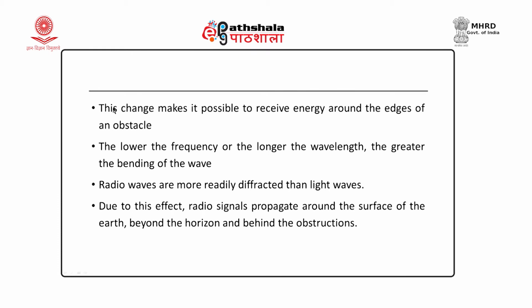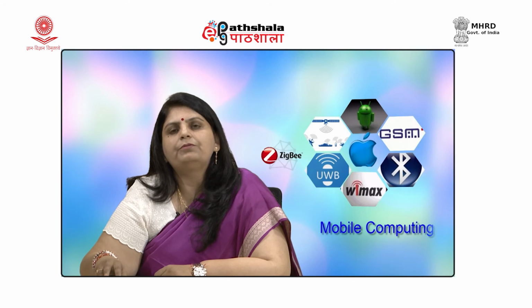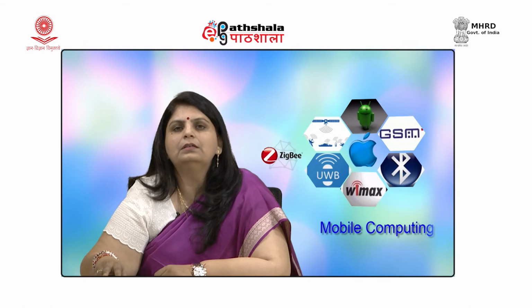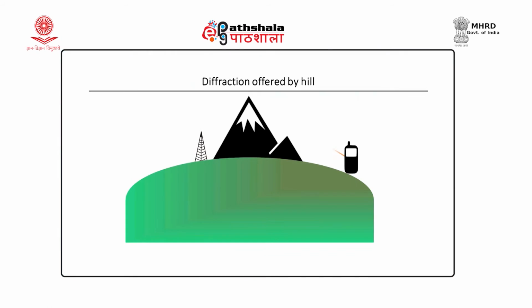behind it. So, as I just said, the lower the frequency, the more is the diffraction. Therefore, the radio waves are diffracted more than the microwaves. You can just see in this animation the wave from the transmitter, it just got bent around and then it reaches the receiver. So, the corner of the hills have offered this diffraction.